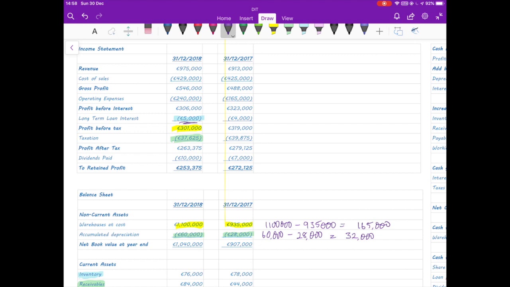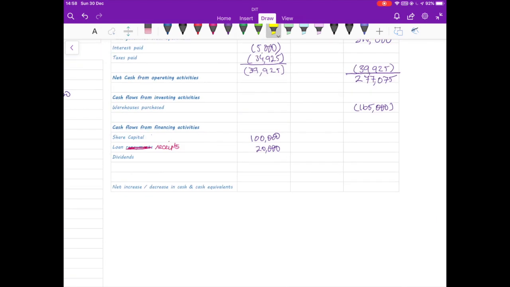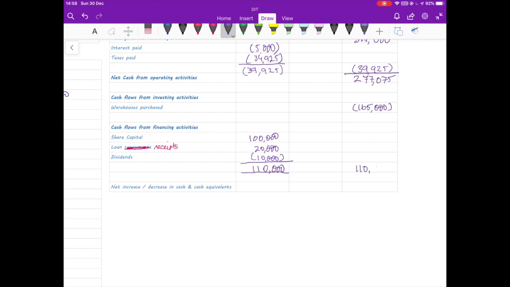And then finally, from the profit and loss account, we want to see what dividends were actually paid for the year. In this case, that was €10,000. So that's just cash straight to the shareholders. So in that scenario, if we subtract the dividends from the share capital and the loan receipts, that tells us there's a net cash inflow from this area of €110,000. Subtract the 165,000 that was spent on the warehouses from the net cash from operating activities, and then add on the 110,000 to give you a net increase in cash of €222,075.